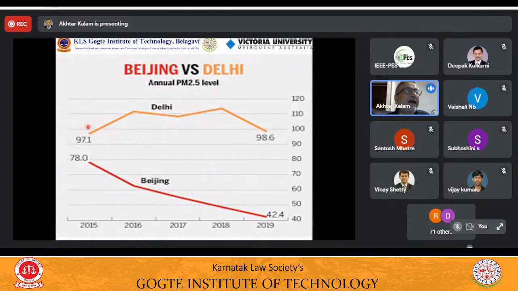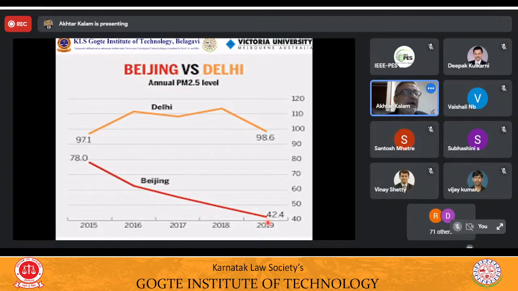In 2015 in Delhi, your PM 2.5 level was 97.5 microgram per cubic meter. In 2019, instead of reducing, it has gone to 98.6. I don't know how much it is today, but I'll tell you in a minute. That is the graph that I had, which shows that instead of going down, it has actually gone up. Look at Beijing, my friend. I'm comparing Delhi with Beijing. I'm comparing apples with apples, not apples with mangoes. Their PM 2.5 level was 78, and they have reduced by 60%. They've gone to about 42.4. That has still come lower. See how they have done.